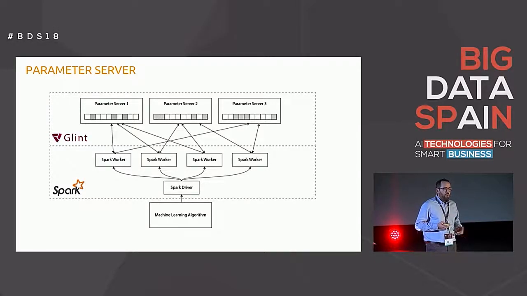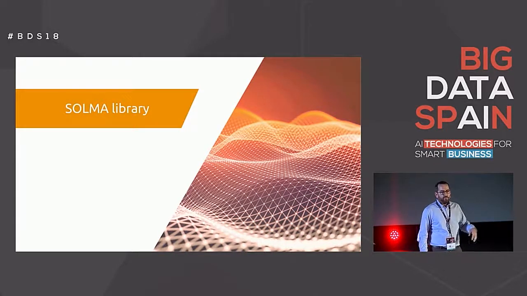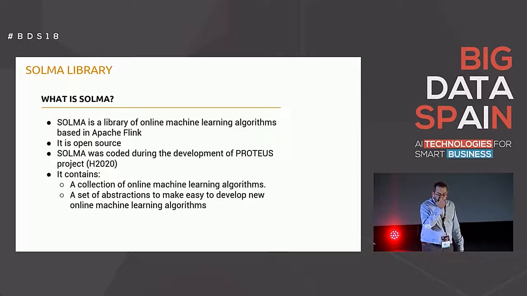Once we know what is scalable online machine learning and the challenges that we need to tackle, I will show you a library that tries to solve this problem, the Soma library. Soma Library is an open source library of online machine learning algorithms. It was coded during the development of a European research project.